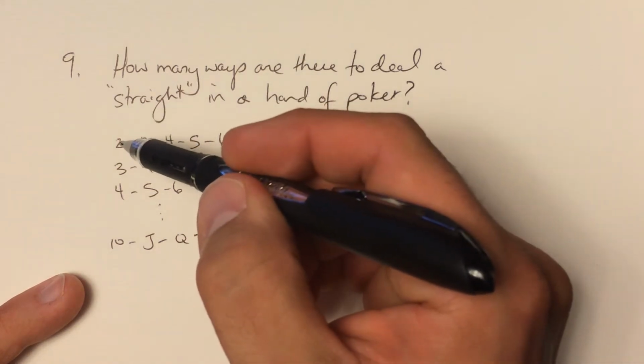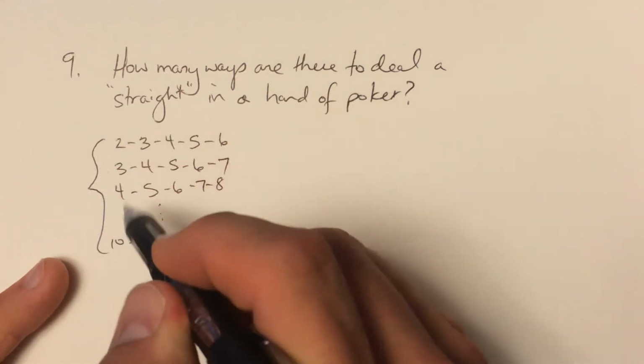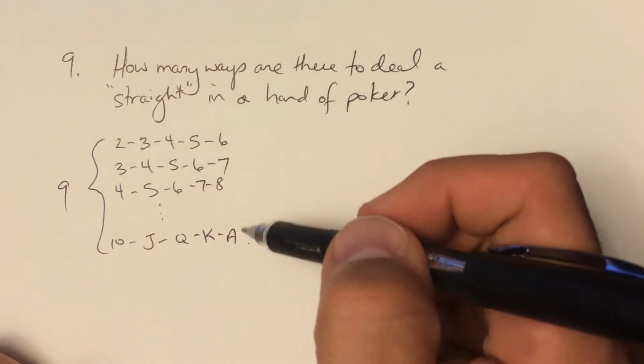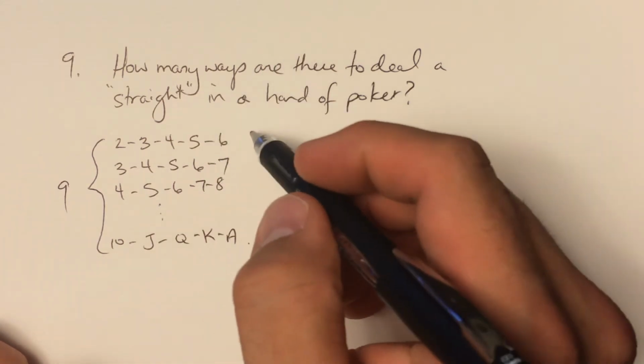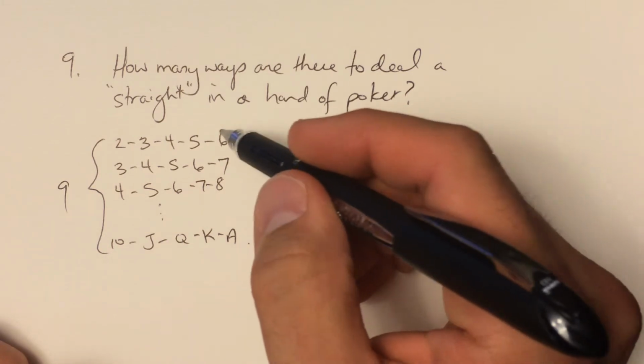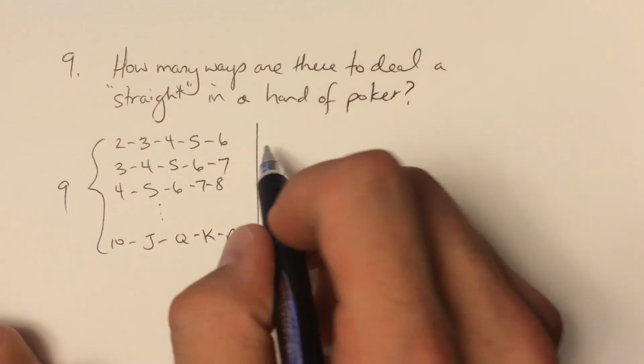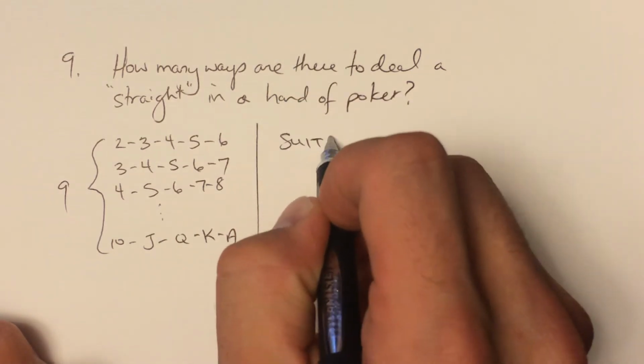And so looking at this, you can see, I think pretty quickly, there are 9 different sequences of values that you can have. Now, some of you answered 9 when you answered this question, counting these options and thinking that that was all there was to it, but you have to deal with the suits as well.